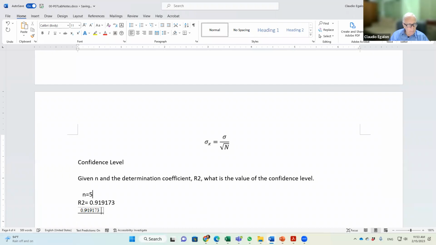0.919173. What would have been the confidence level? Suppose you had got that exactly. Rarely you're gonna get anything like that, but suppose you did. Okay.